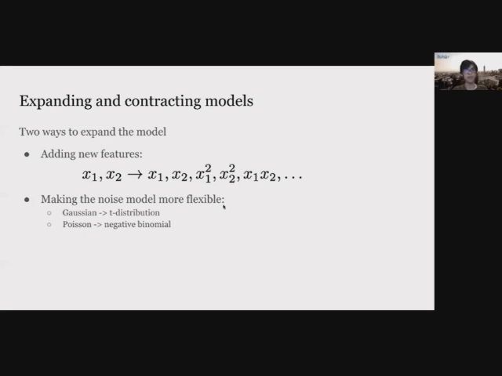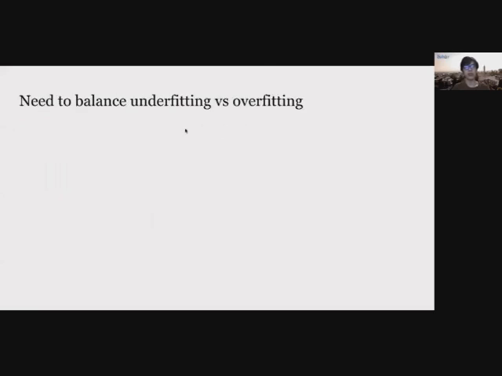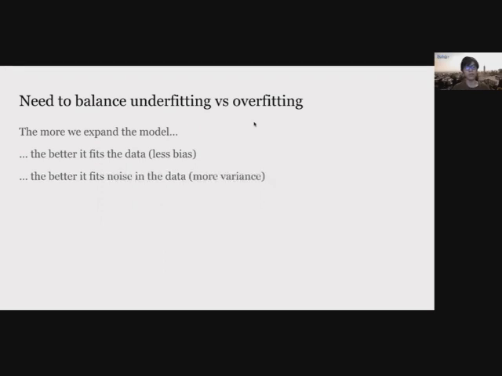And we can also go in the reverse direction. If a model is too expressive, we may want to contract it by dropping features. Why would we want to do something like that? That's because there's a balance between underfitting and overfitting. As we expand the model, we increase its complexity. This means that it's more flexible and we can fit the data better, which means that in some sense, it's less biased. However, the better it fits the data, the better it also fits noise in the data, which means that there's more variance. So goodness of fit goes up, but generalization error may actually go down.